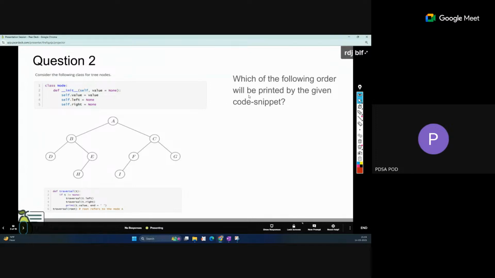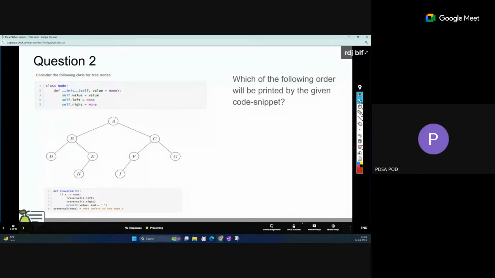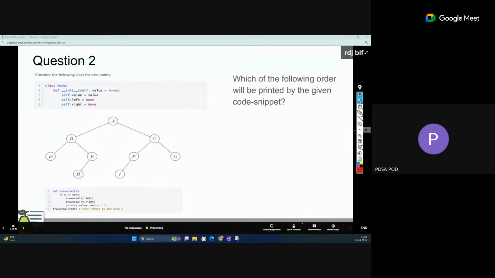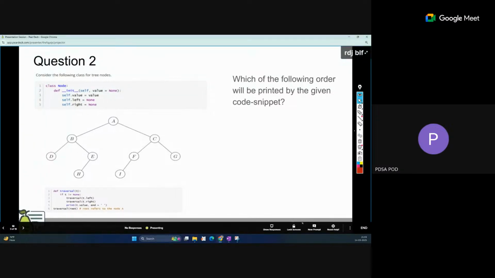Okay. Which of the following order will be printed by the given code snippet? In these slides, I have removed the options from some questions, so you can just calculate that. Here, just see how the traverse implementation is. Which type of order are we following for this?